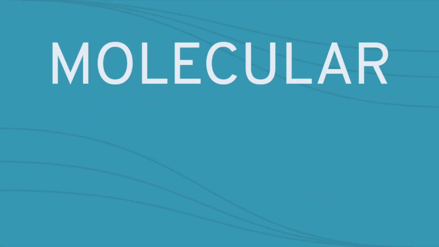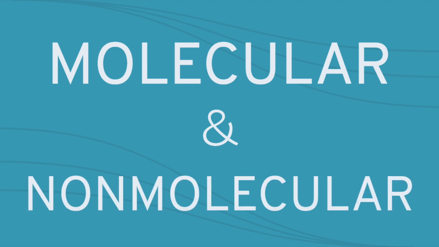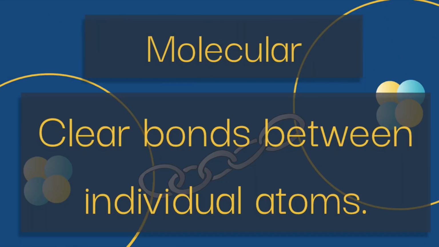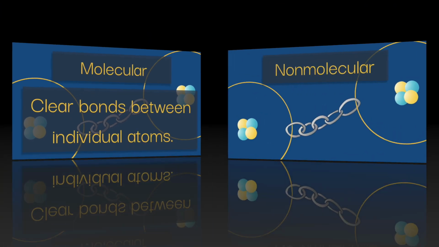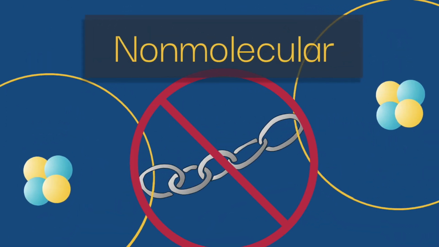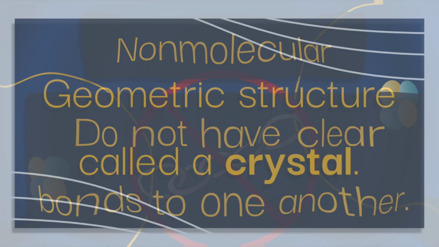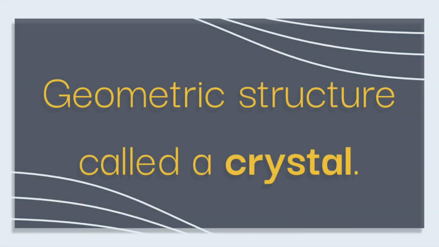Two different types of compounds are molecular compounds and non-molecular compounds. Molecular compounds have clear bonds between individual atoms. Unlike molecular compounds, non-molecular compounds do not have clear bonds to one another. Instead, the atoms link themselves together, arranging into a geometric structure called a crystal.